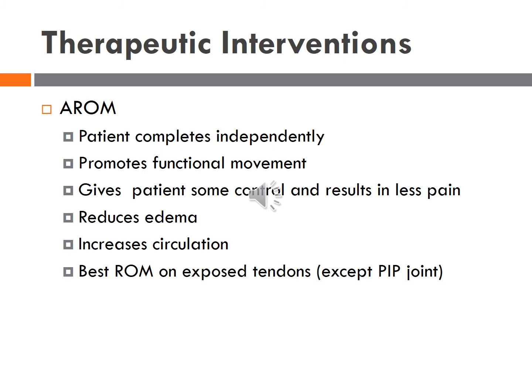We all know the benefits of active range of motion, but specifically related to a patient who's been burned, this is important because it means they're completing it independently. Active range of motion also promotes functional movement, and it gives the patient some control because there's also not as much pain. Active range of motion also reduces edema and increases circulation. It's the best range of motion on exposed tendons except for PIP joints.